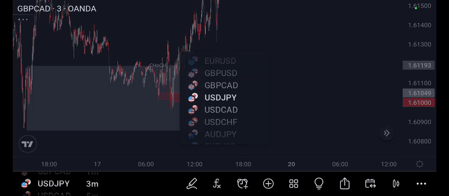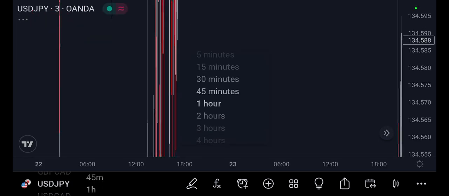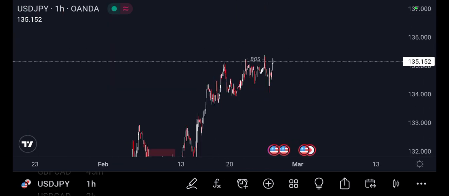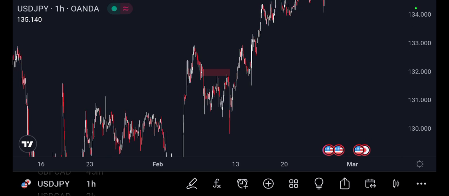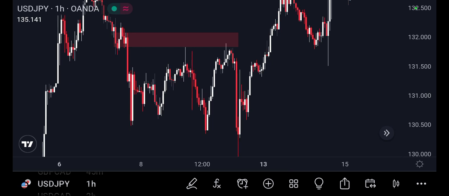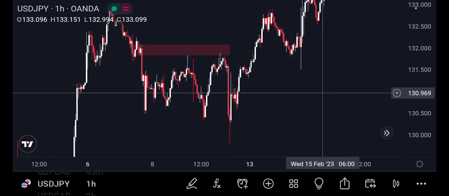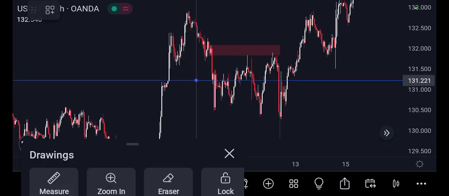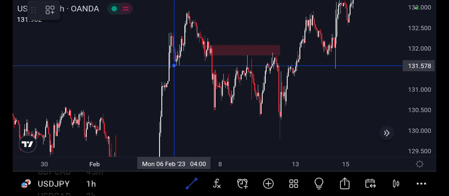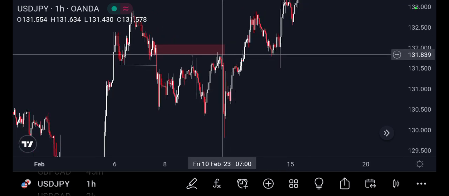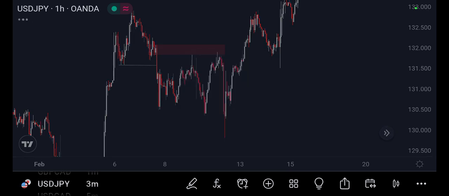Let's move to another pair now. Okay, let's see if we would have gotten a confirmation from here. We're in an uptrend, but then price broke structure here. This is more like a retracement on the hour time frame. There was a break of structure here, and a return to that block right here. Let's check 3 minutes for confirmation.